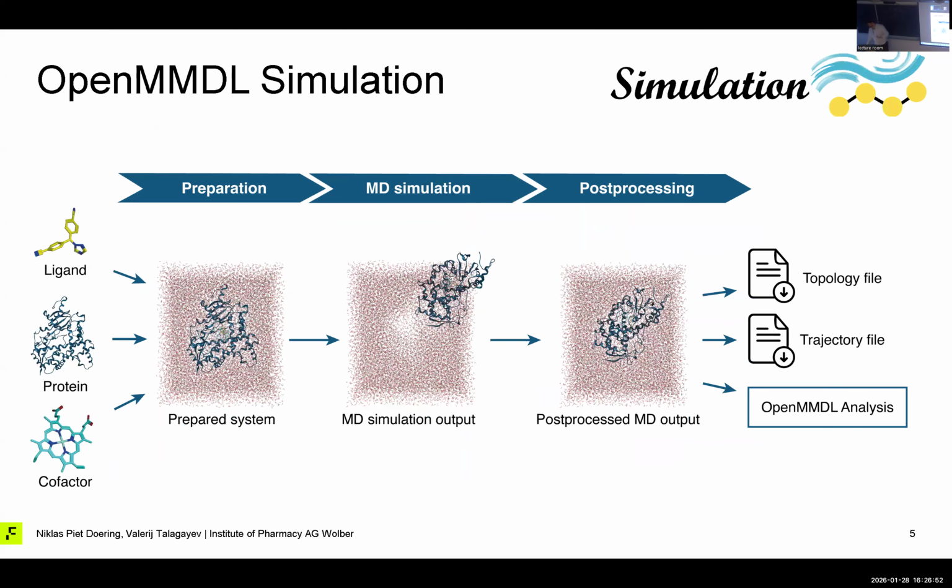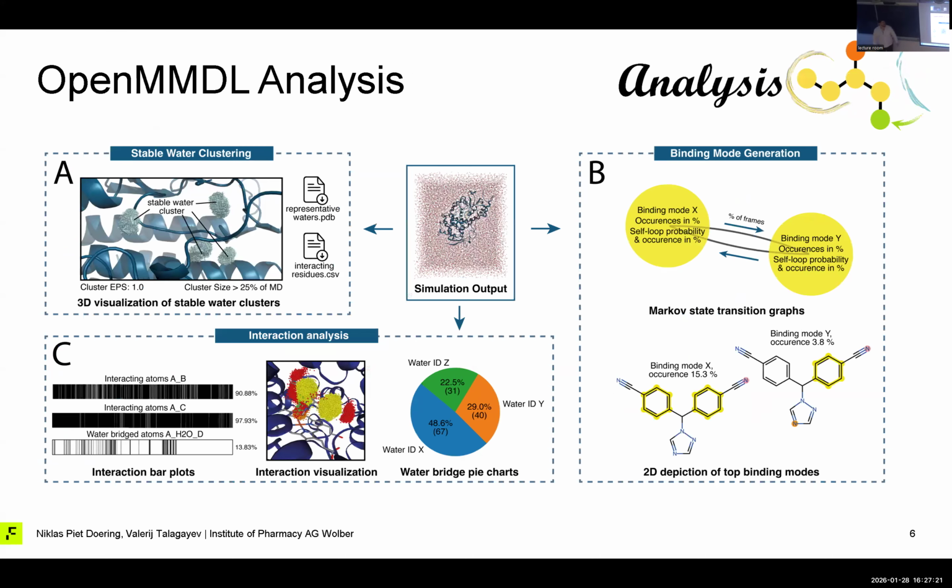So what happens after that? The simulation part takes all of your single components, builds them together in one system, and executes the MD simulation. During the MD simulation, as was said in the lecture before, the protein often moves throughout the periodic boundary box. So we have to post-process, and you get a simple topology and trajectory file. In our case, most of the time it's a PDB and PCB file. You can then put it into an analysis pipeline. And OpenMMDL analysis takes a while until it updates over here. It does stable water clustering, our pharmacophore-based interaction analysis, and some binding mode analysis, also based around pharmacophores.